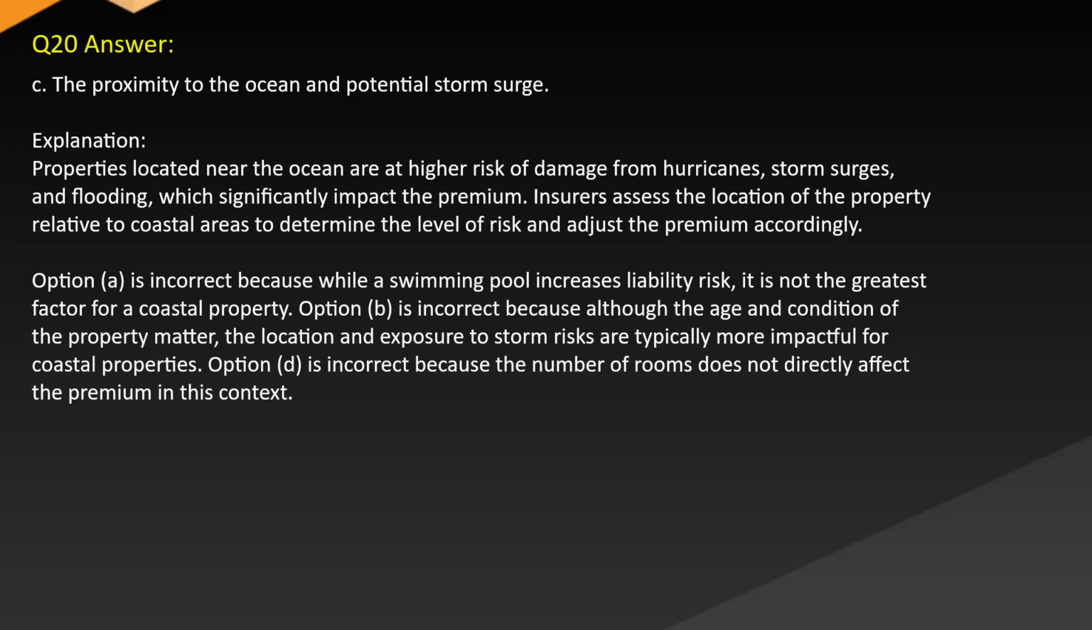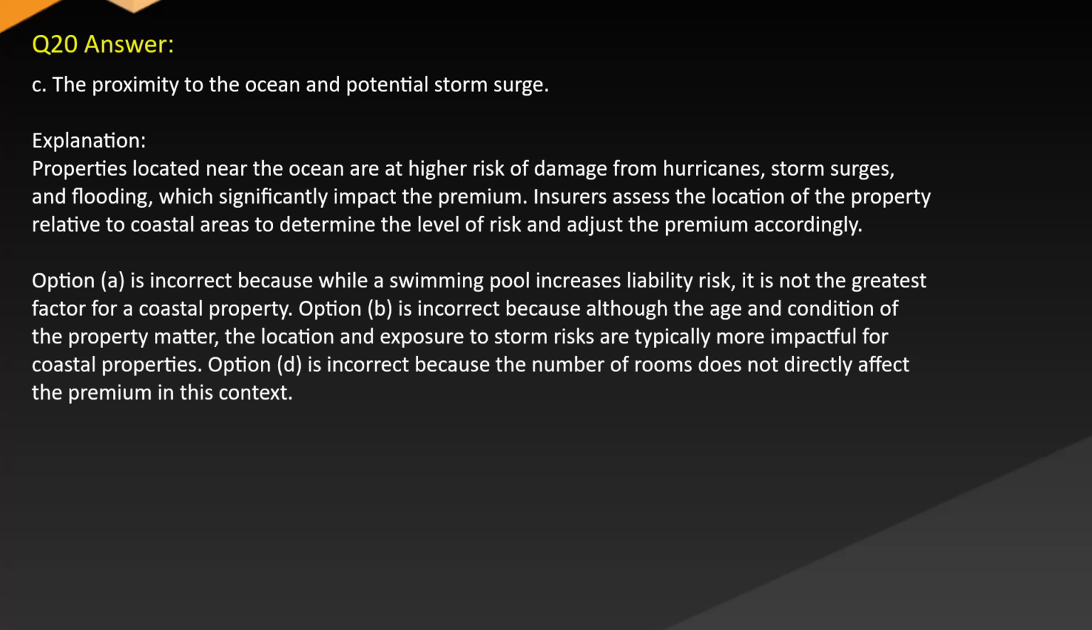Answer: C. The proximity to the ocean and potential storm surge. Explanation: properties located near the ocean are at higher risk of damage from hurricanes, storm surges, and flooding, which significantly impact the premium. Insurers assess the location of the property relative to coastal areas to determine the level of risk and adjust the premium accordingly.